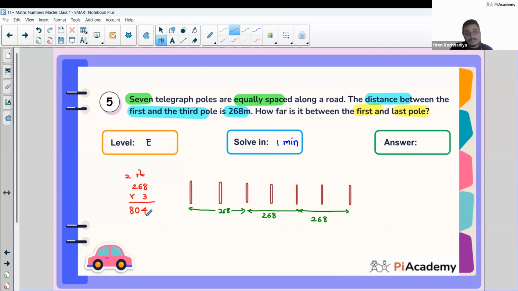And the answer is 804, and make sure we maintain the unit, okay? So at the end you can write 804 meters. Okay, so let me check who did it well and who were the first. With the 804, let me check. Okay, so again, it's Yahya, Pushpa Singh, and Abhi. Okay, so very good, everyone.